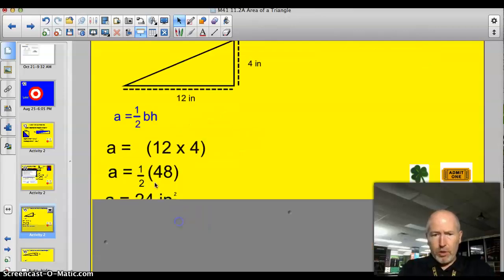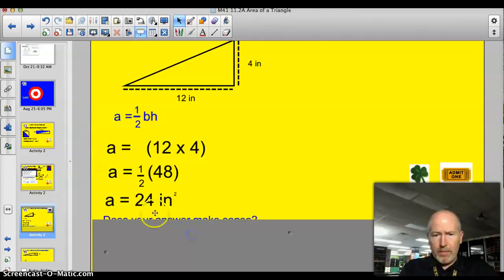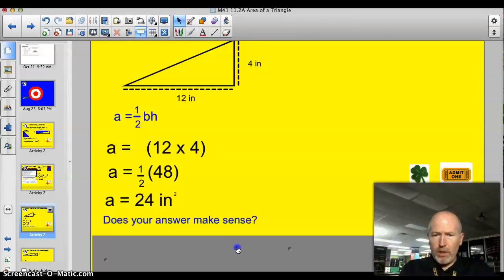Sorry, I forgot the 1/2 there. 1 half of 12 times 4 is 1 half of 48, or 24 inches squared. Don't forget area, units squared. And then I put down here in blue, does your answer make sense? Well, let's see. 4 times 12, well, 48 would be the whole rectangle, so half of that, 24. Yeah, my answer makes sense.